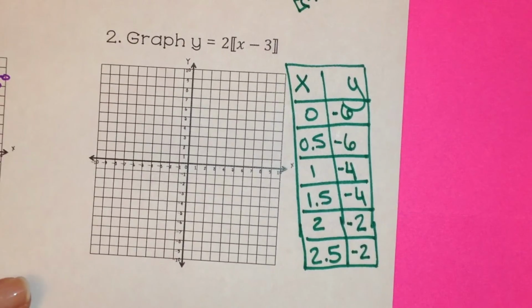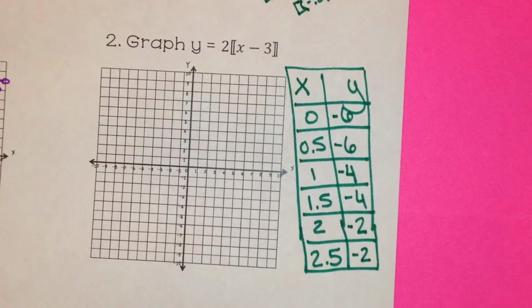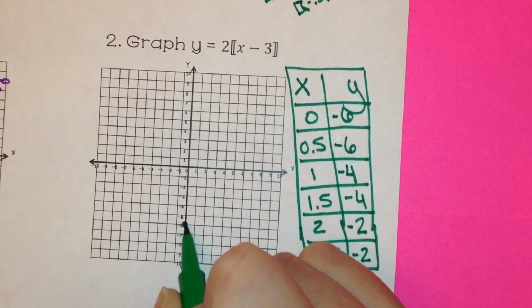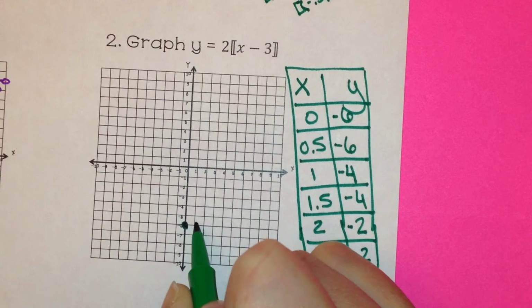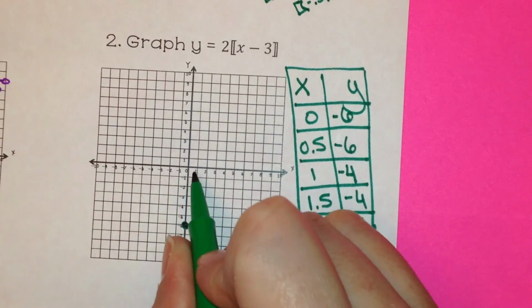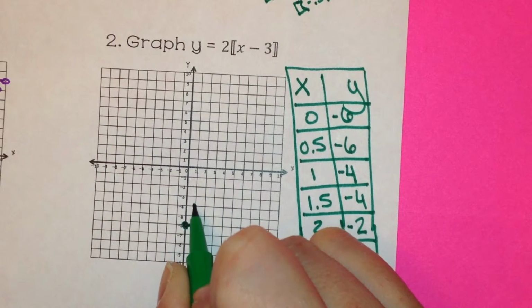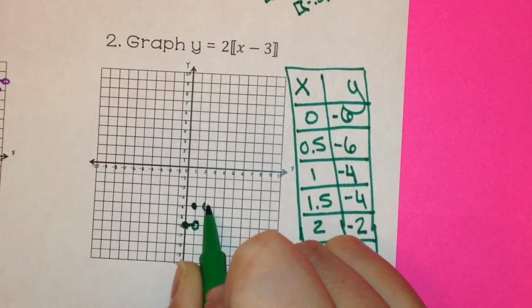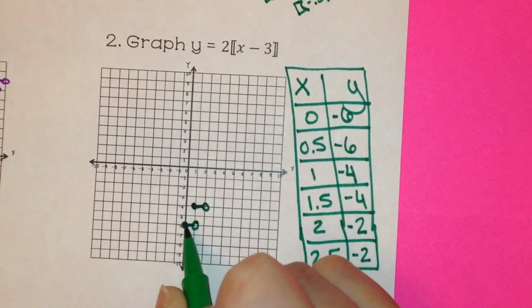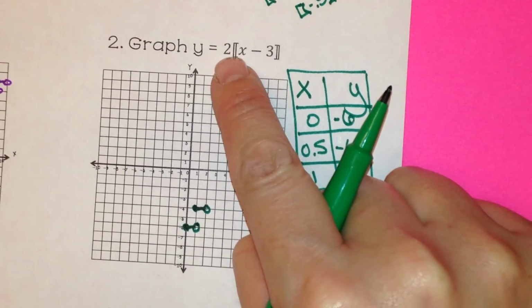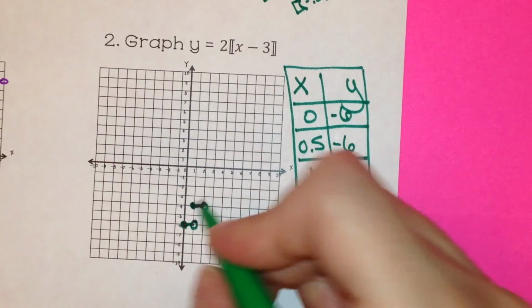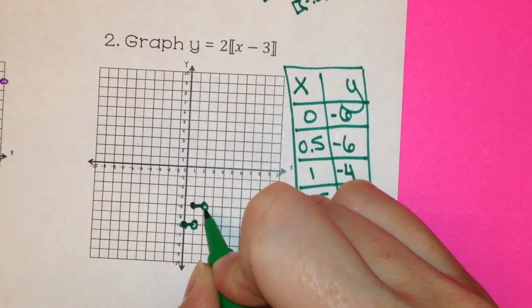So now that we have this, we can go ahead and graph. When x is 0, y is negative 6, all the way up to, but not including when x is 1. Right? So when x is 1, y is negative 4, all the way up to, but not including where x is 2. You notice how it jumps 2? That's what the times 2 on the outside does. It increases the height of that step 2 times. So before it jumped 1, now it jumps 2.